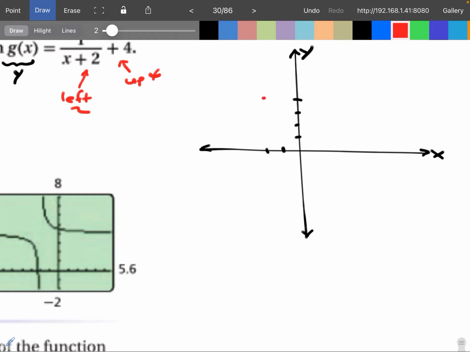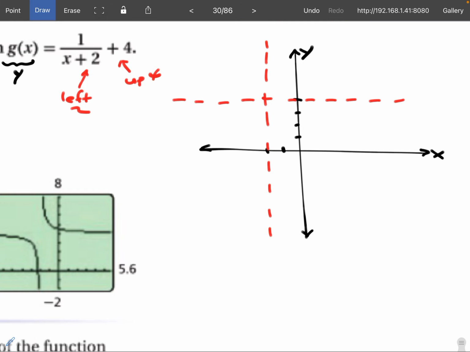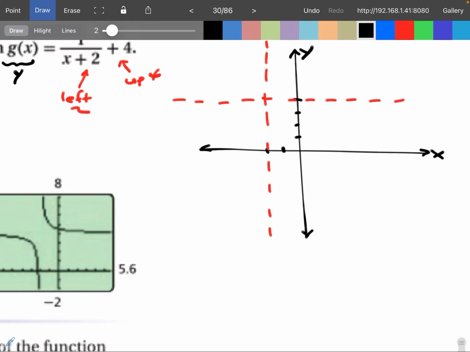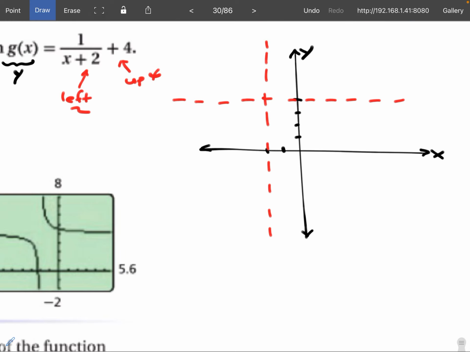So then the vertical asymptote gets shifted left 2, and the horizontal asymptote gets shifted up 4, like that. And then again, we just kind of draw this like it's in quadrants 1 and 3.